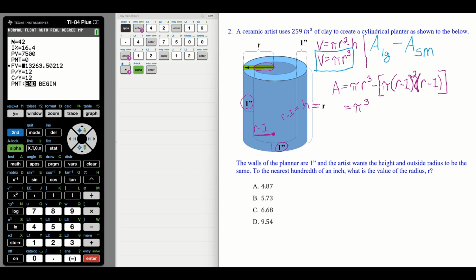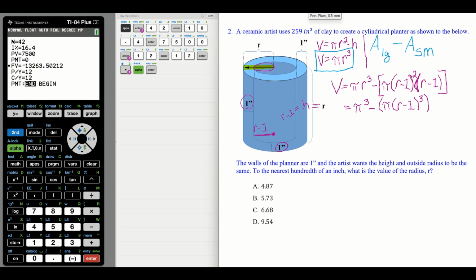Let's clean it up. So that's minus what? That is minus pi times r minus 1 to the third power. But actually I've written the wrong thing. This is not an area. I apologize for that. That is a volume. You probably saw me write that and thought, she's doing that wrong. So this is our new calculated volume, the volume that we want.